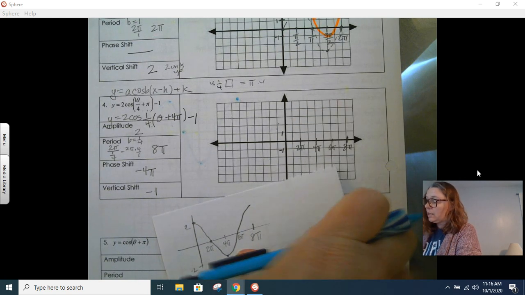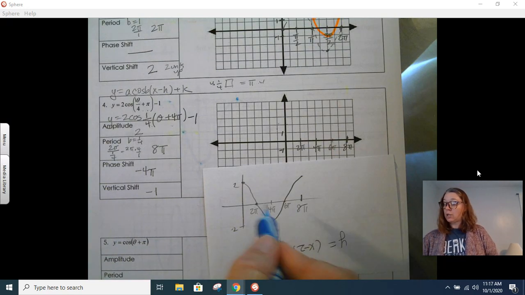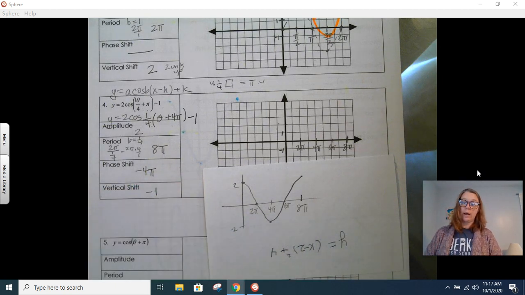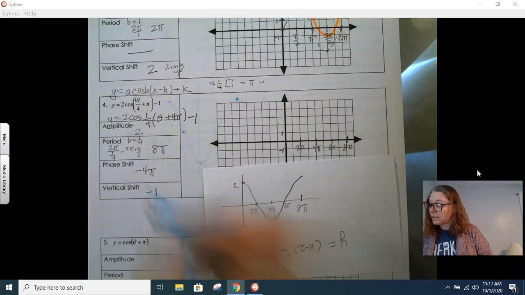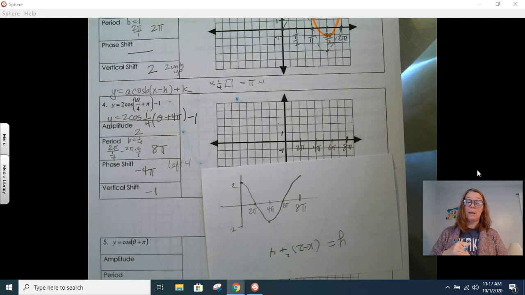All right, so I'm going to use this sketch here to get my parent function with the amplitude and period. You could just use your sketch and then say, okay, I have to go to the left. Let's see, 4 pi on the scale is going to be left 4 and then down 1. And I'm going to do those at the same time. So if you want to do it that way, you can.